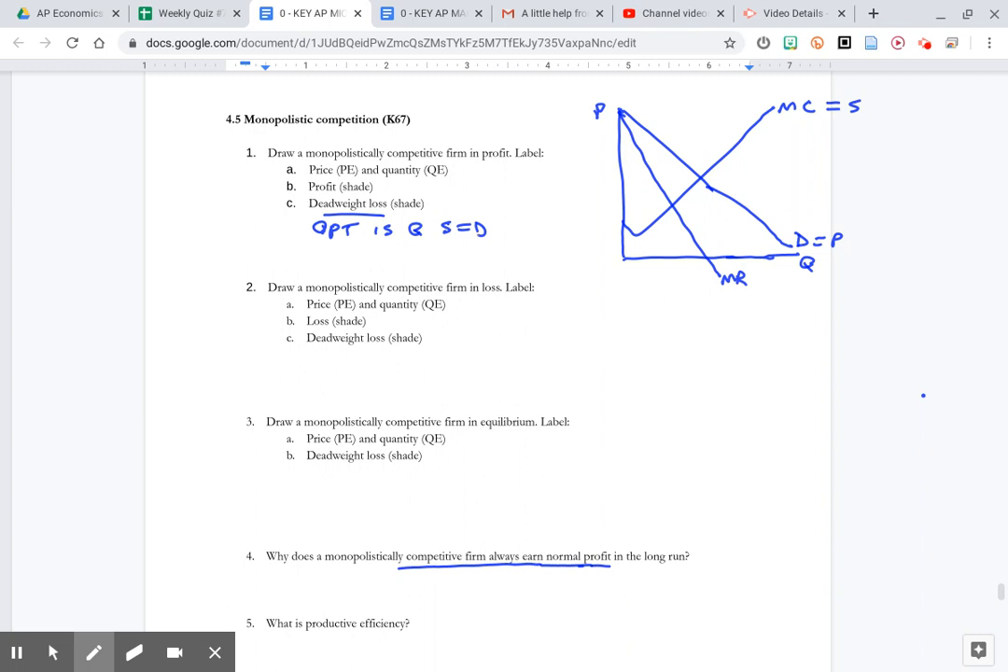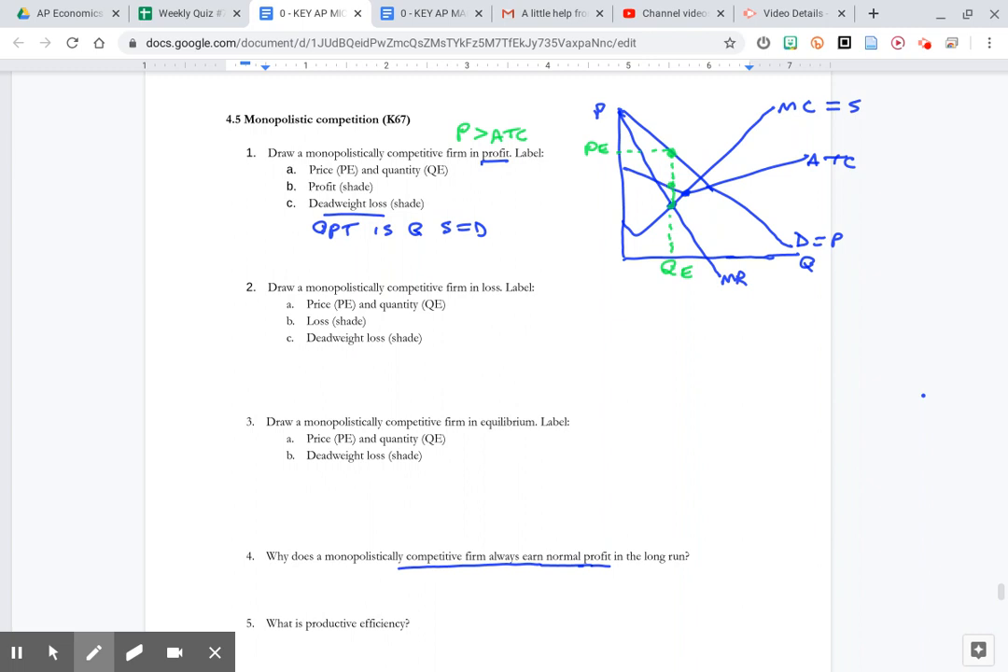So now we just have to go, okay, this is in profit. So we actually need an ATC curve. So I'm going to just go down and then back up again. And the reason I put the ATC down here was because we have a profit maximizing quantity at MR equals MC. So that's QE. And up here is the price, because that's from the demand curve. So that's PE. And so if it's in profit, that means the price is bigger than the ATC.